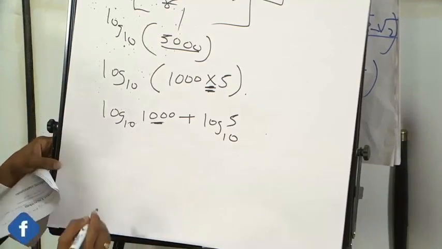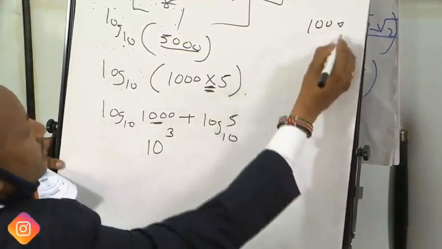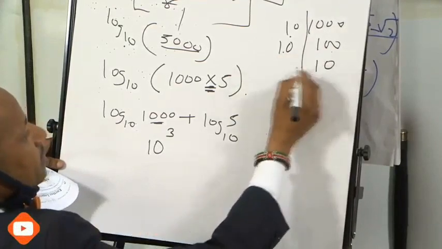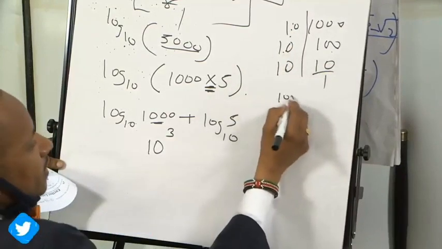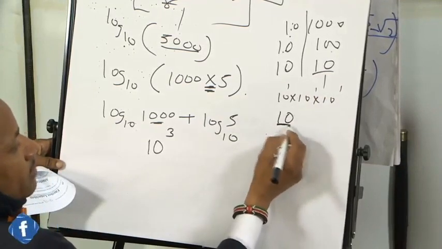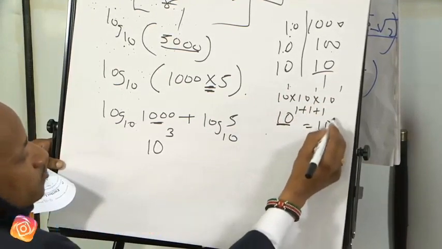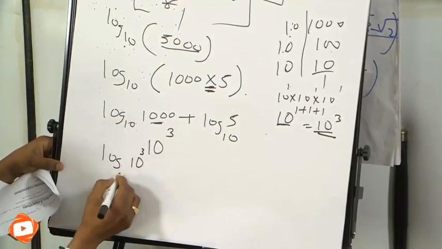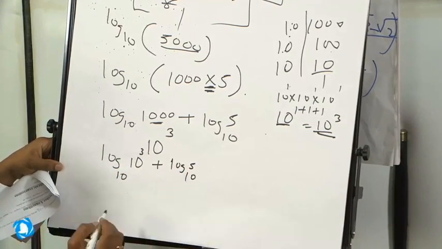Then here, if we further simplify, 1000 is 10 raised to power 3. When you want to get 1000, you put 10 here. 10 into 1000, 100. 10 into 100, 10 times. 10 into 10, once. So this is 10 times 10 times 10, raised to power 1, power 1, power 1. You only take 1 as the base, then you add the powers, 1 plus 1 plus 1. So this is 10 to power 3. So this is log of 10 to power 3 to base 10 plus log of 5 to base 10.